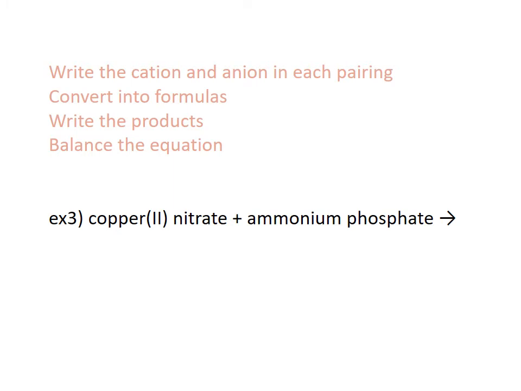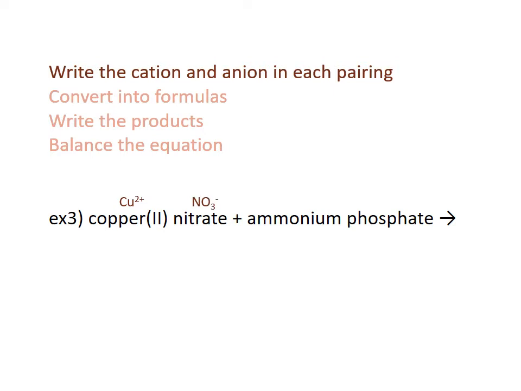Now for example 3. Again, we always write the cation and anion in each pairing. So copper 2, remember the Roman numeral is always the charge. So we've been told copper has a +2 charge. Nitrate is on our negative list, that's NO3 minus.